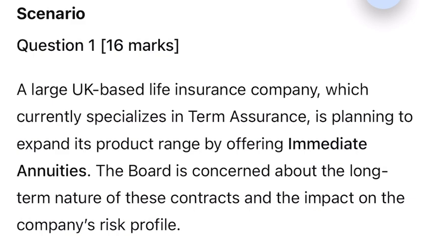Section 2. Logic and strategy. 4a. Focus on the direction of mortality versus longevity. If people live longer, the term assurance provider wins, fewer claims, but the annuity provider loses, more payments. Use technical terms like mortality risk versus longevity risk.